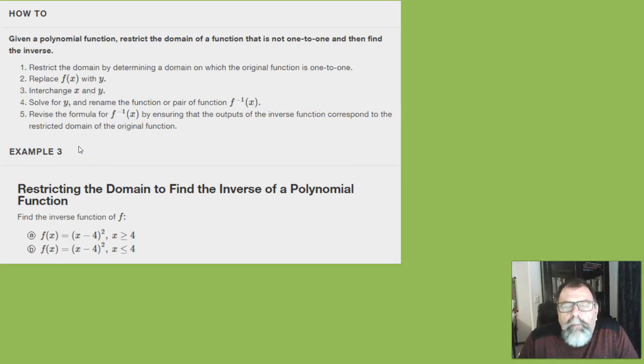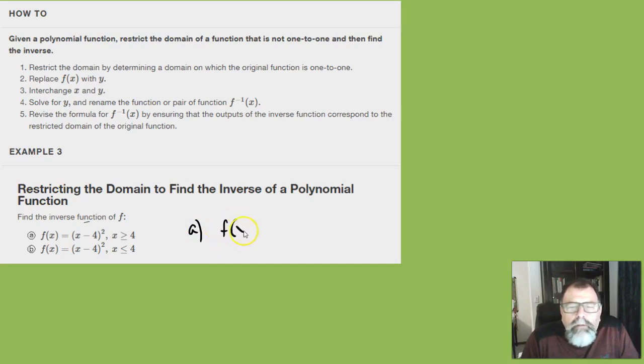Then revise the formula by ensuring the outputs of the inverse function correspond to the restricted domain of the original function. So remember, when you switch it, the domain of the original function becomes the range of the inverse function, and the range of the original function becomes the domain of the inverse function. Okay, so you've got to remember that. You're going to switch the x's and y's. All right. So again, if we think about this one.